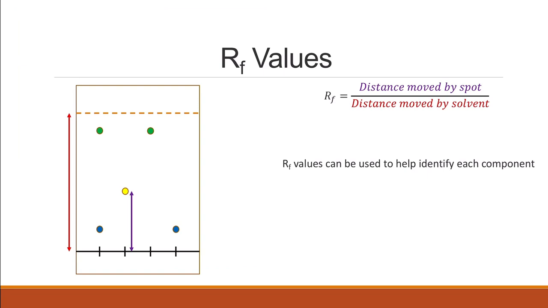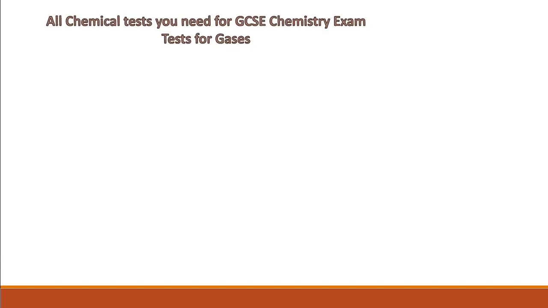We need to know how to measure the Rf. The Rf is the distance moved by the spot over the distance moved by the solvent. So the distance moved by the spot is the distance between the start line and the center of the spot, and the distance moved by the solvent is the distance between the start line and the solvent front. Solvent front is where the solvent moved in the paper chromatography.